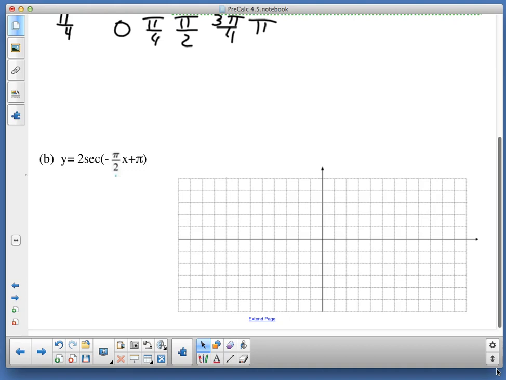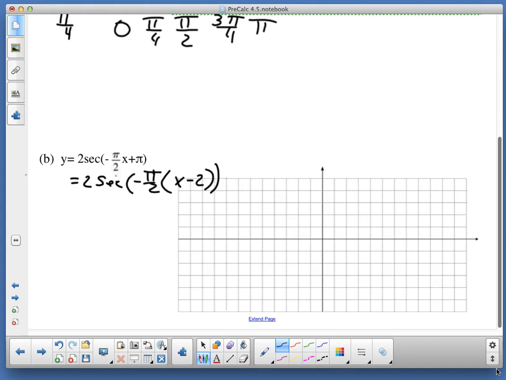Okay, I've got a phase funky in here, and this is a funkier phase than we're used to seeing, because your B is going to be like pi over 2. So let's talk about that as we're looking at this. The first thing I'm looking at, I got 2 secant. I'm going to factor out that negative pi over 2 x. So if I factor out a negative pi over 2, that kind of means I had a negative 2 inside, because negative pi over 2 times negative 2 is pi.